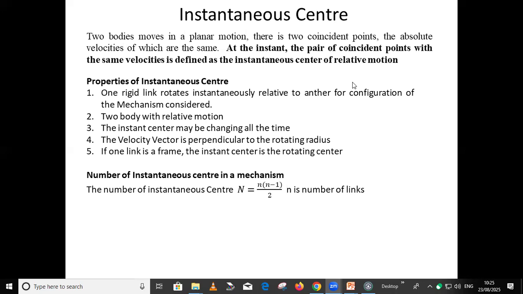The two bodies must have relative motion. The instantaneous center may be changing depending upon the rotation of both the links. Okay, and the velocity vector is perpendicular to the rotation radius.